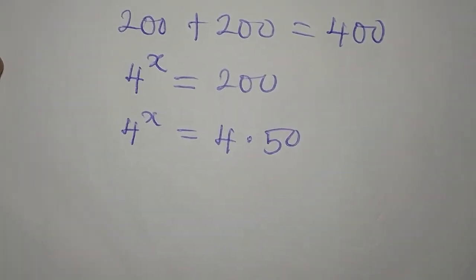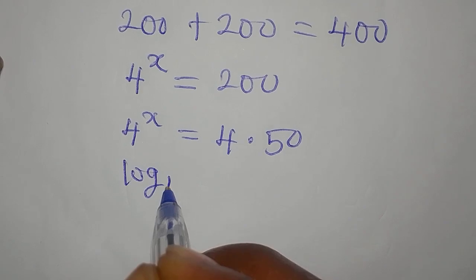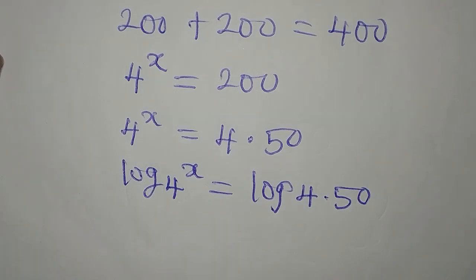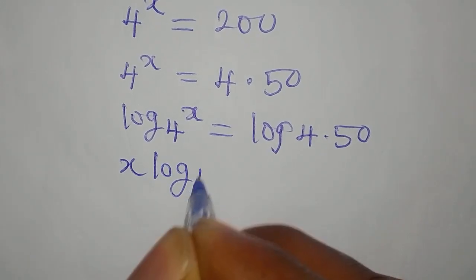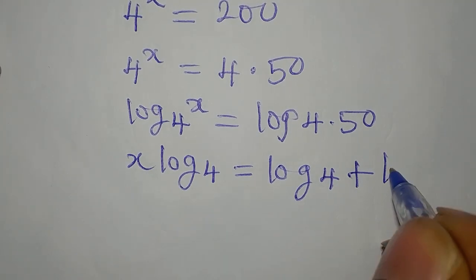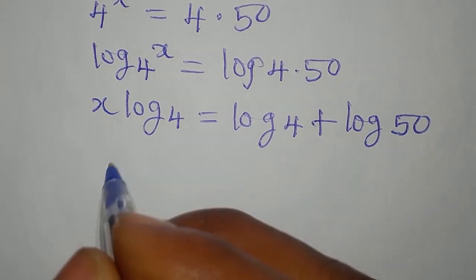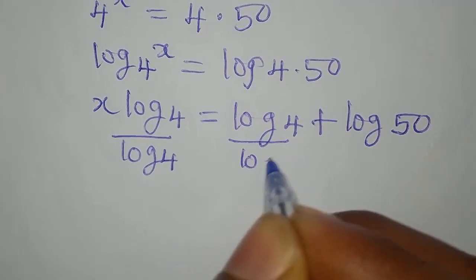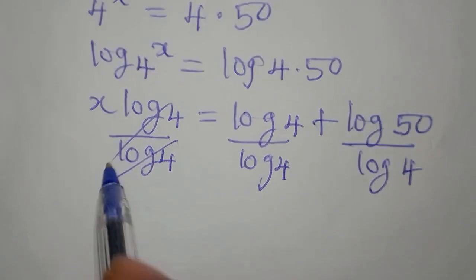Then you take your log instead of considering the other 4 to the power of x. So that log 4 to the power of x is equal to log 4 times 50. Then apply the law which we used before. We have x log 4 to be equal to log 4 plus log 50. As simple as that is. And then remember that we are looking for the value of x, so we divide this by log 4, divide this again by log 4 like we did before. This will take this out.